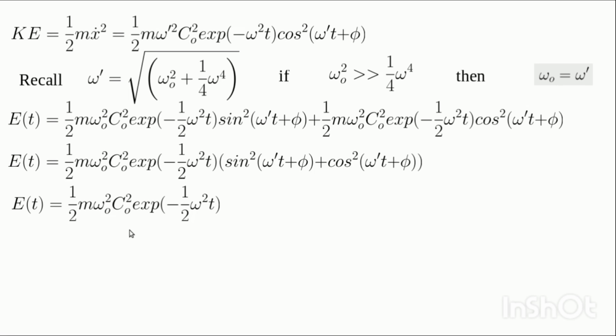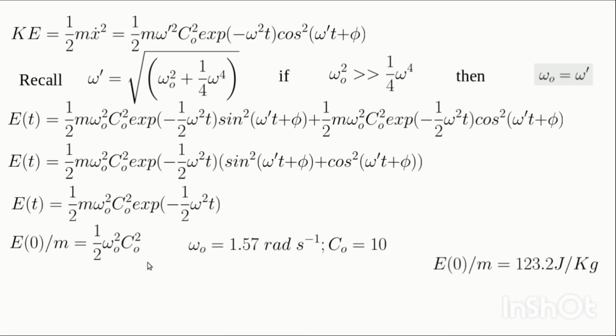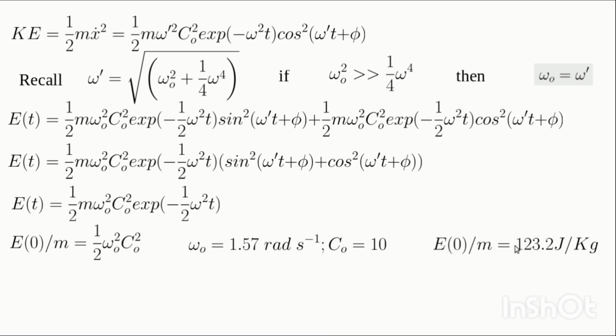But we're asked to find the initial energy per mass. So for us to find the initial energy, we'll just put 0 here. Wherever we see t, we'll put 0. Then we'll take our m down, put 0 here, everything goes off. So we have initial energy per mass equal to half of omega naught squared, c naught squared. Everything, if you put 0 here, exponential 0 will become 1. So we have this. But now we already have our W naught to be this and C naught to be this. So if we fix them in, we have the initial energy per mass to be 123.2 joules per kilogram.